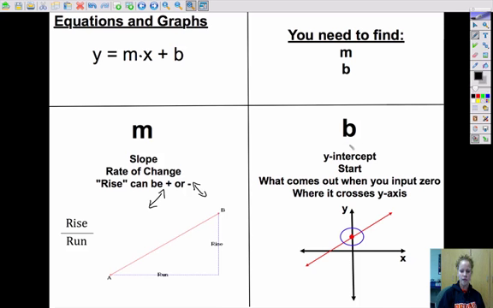B is the y-intercept. It's the starting value we saw in a table. We also saw in the tables when your x or your input equals 0, your output is the y-intercept. And you can see that on the graph because when x is 0, that means we're on the y-axis, and it's where the line crosses that y-axis. Okay?